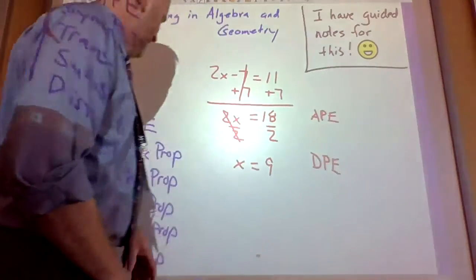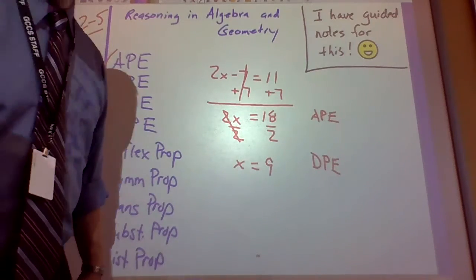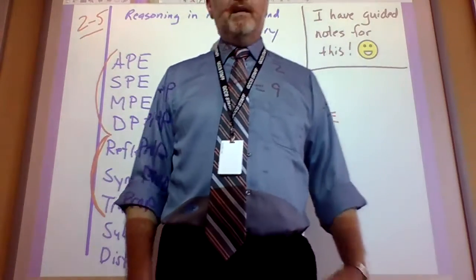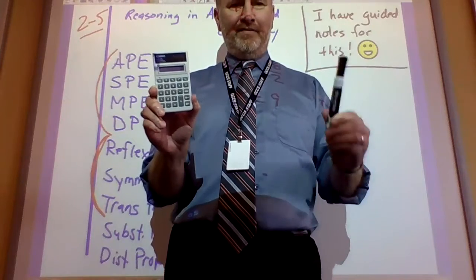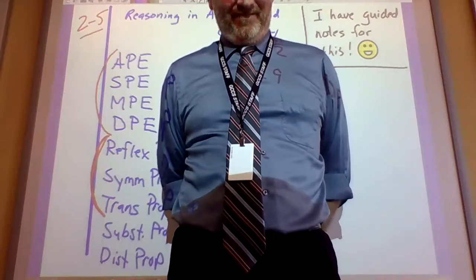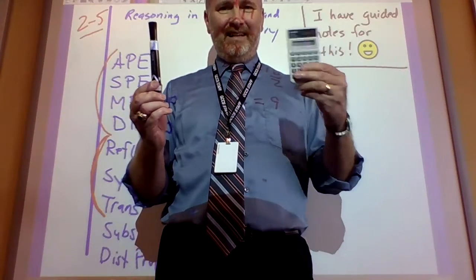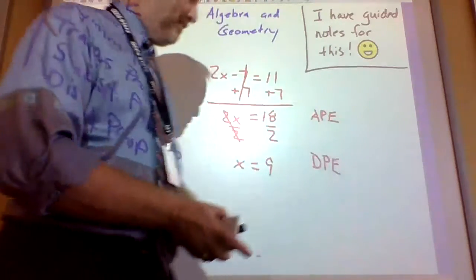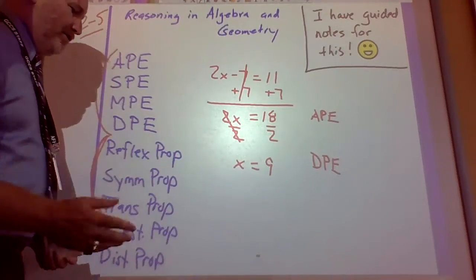All right. Now, the second one is the symmetric property. The symmetric property is a little more advanced, not much, but the symmetric property says if calculator equals marker, then, check this out, marker equals calculator. See what I did? I just flipped them. The symmetric property says you're allowed to do that. You're allowed to switch the order. Now, why would you ever need this?